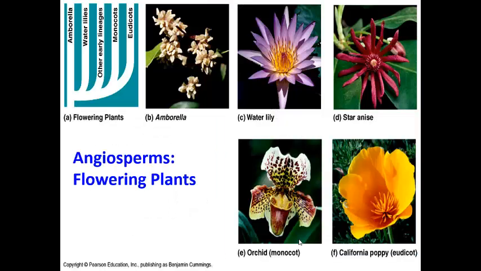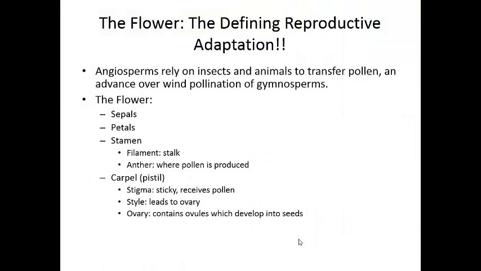Here we see some different types of angiosperms, plants that have flowers as their reproductive structure. The flower is used in order to reproduce in angiosperms. Those gymnosperms that use cones as their reproductive structure rely solely on the wind to transfer pollen. However, angiosperms have a beneficial adaptation. They're going to rely on both insects and animals, as well as the wind, in order to transfer pollen from one flower to another flower.